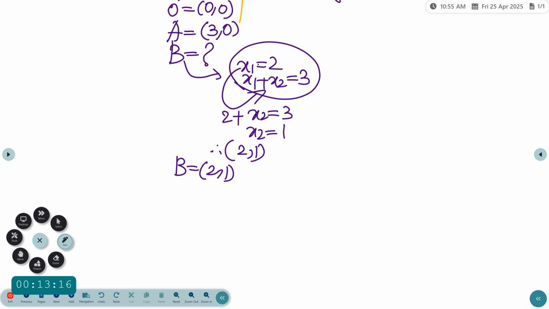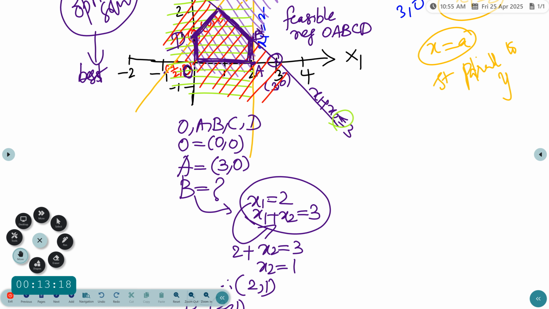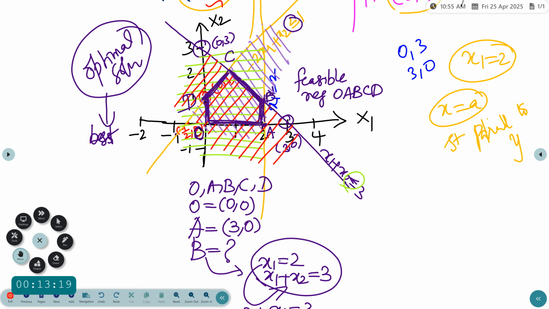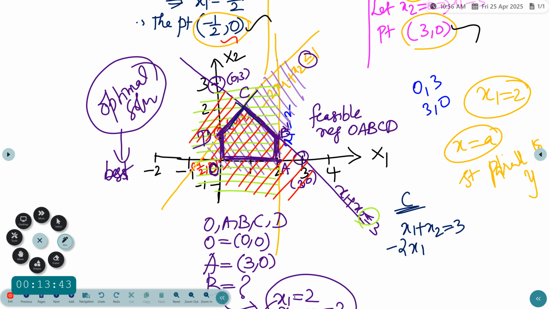Then find the value for C. So find C. Here this is the point C. How to find C? C is the point of intersection of these two lines. Which two lines? x1 plus x2 equal to 3 and then minus 2x1 plus x2 equal to 1. Then solving these two lines, we will get the value for C.